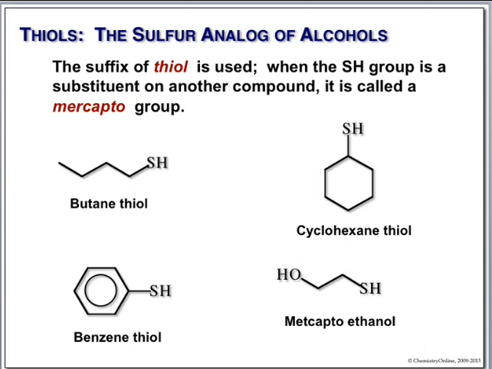When we name this thing, we're simply going to take the parent chain and stick thiol on. This is butanethiol, cyclohexanethiol, benzenethiol. If we have a polyfunctional group, mercapto is what is stuck on, usually in front, mercaptoethanol. Butanethiol, this is the essence of skunk. Thiols really stink. That's the one thing you need to remember.